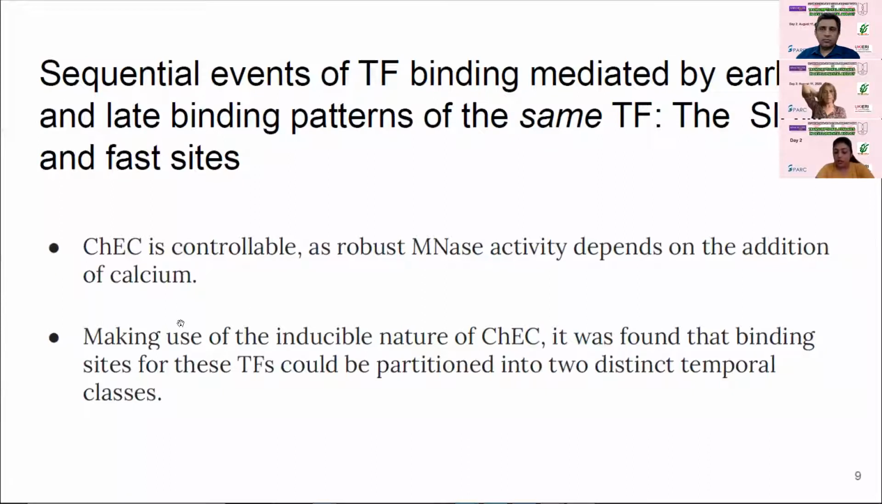The chromatin endogenous cleavage that I mentioned before is controllable, as in the MNase's activity depends on when you give the calcium signal for the MNase to act on the DNA for cleavage. Making use of this inducible nature, it was found that there are two different types of sites for one transcription factor, and they can be partitioned into two distinct temporal classes.